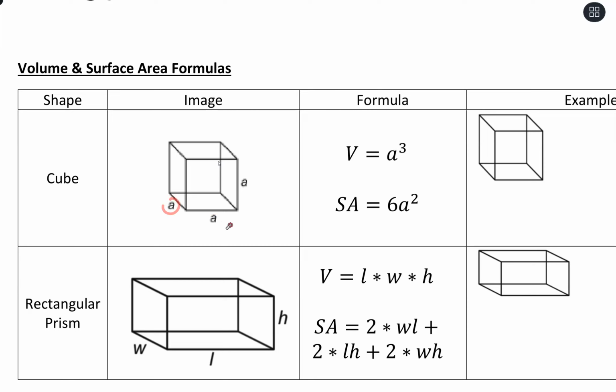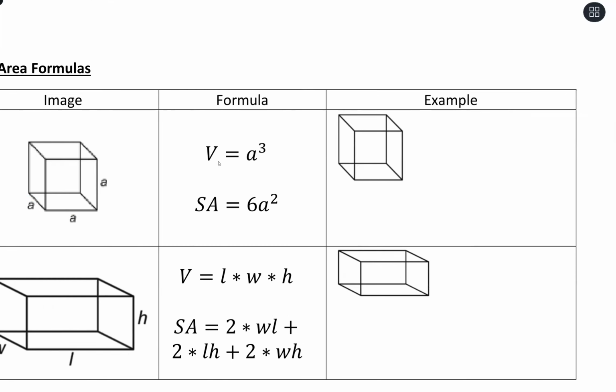So we're taking A times A times A. Let's say we have a cube that is 2 inches on each side. For the volume, I would take 2 cubed, which is 8. And then our units will be cubed there.